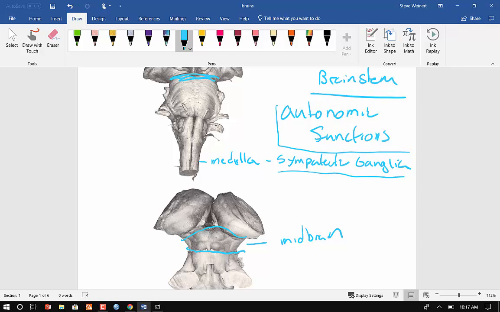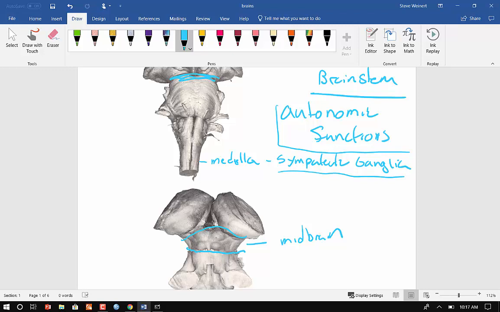So the word sympathetic doesn't mean "sympathy." Sympathetic means "arousal." Okay? The sympathetic ganglia, what does that mean? Cell bodies outside the brain. So the medulla controls the sympathetic ganglia.